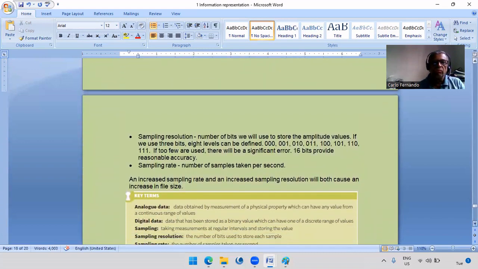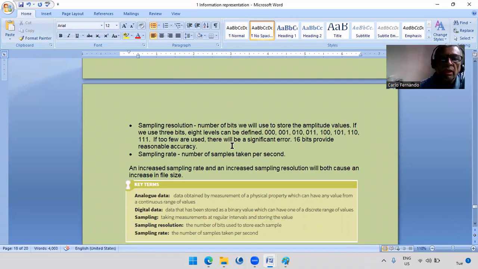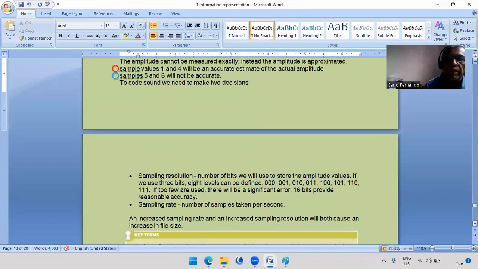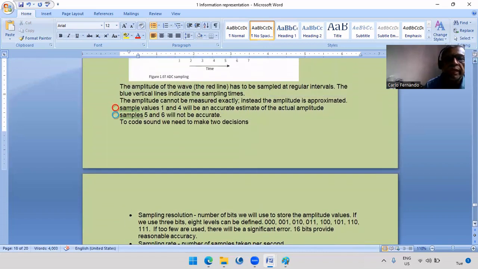One is sampling resolution. The number of bits we will use to store the amplitude values. If we use 3 bits, 8 levels can be defined. That is 000 going up to 111. So let's have a look at this diagram again.